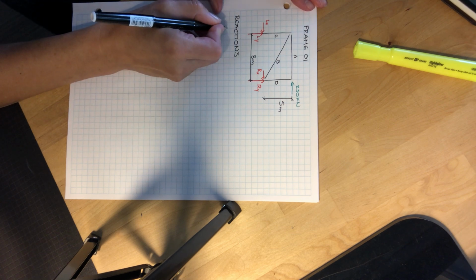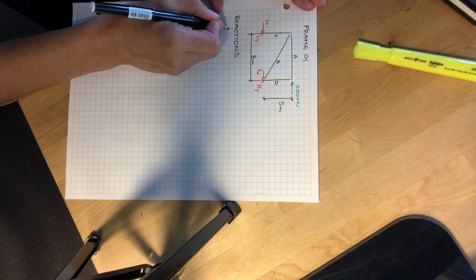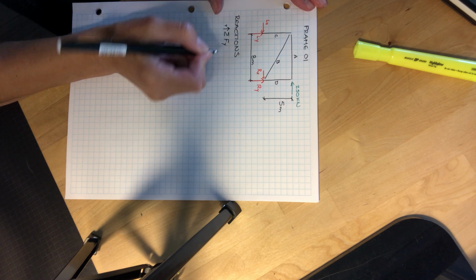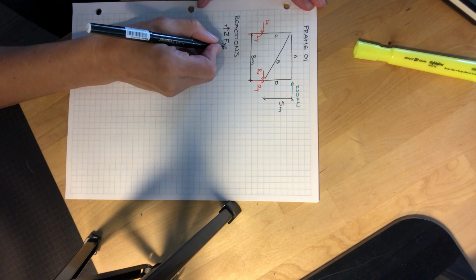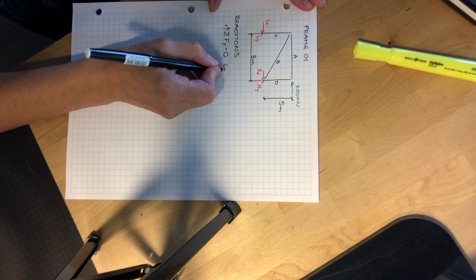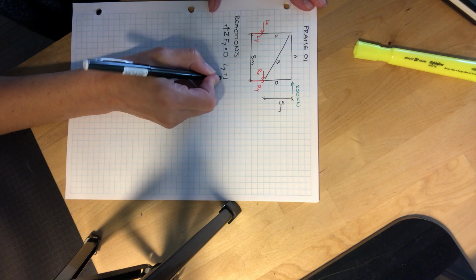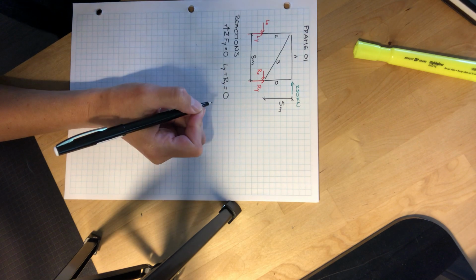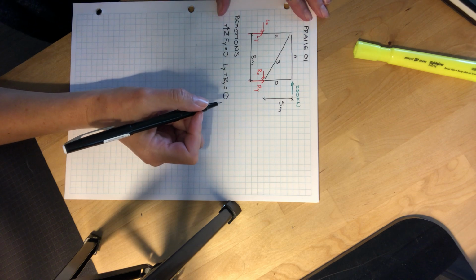We know that we have 3 equations we can use. We can sum the forces in the y direction, so upwards being positive. We have Ly plus Ry equals 0. There's nothing else going up and down.